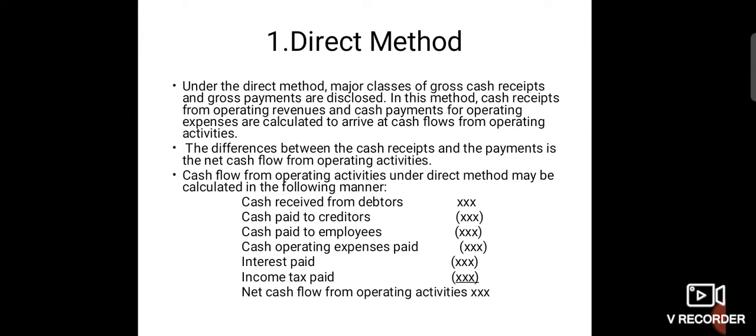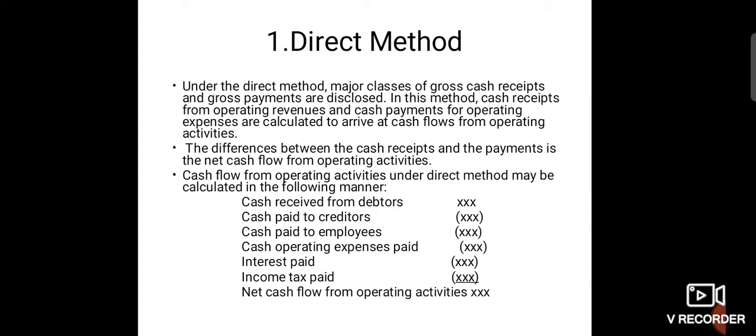Okay. So how will we calculate cash flow under the direct method? The format will be like this. Cash received from debtors, cash paid to creditors. Okay, all those items which are income or inflow of cash, we'll record in positive figures, and all those items which are outflow from the business, we'll record in negative terms. So cash received from debtors is an inflow. Then cash paid to creditors, cash paid to employees, cash operating expenses paid, interest paid, etc.